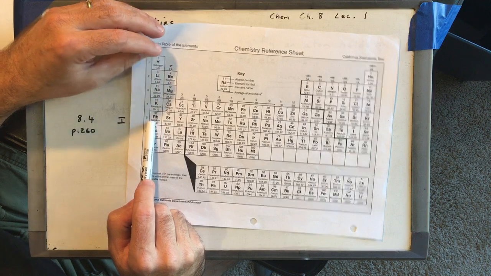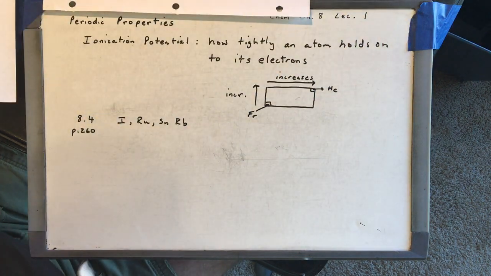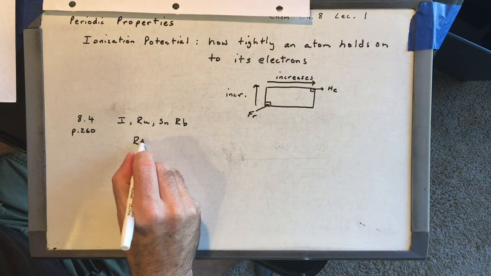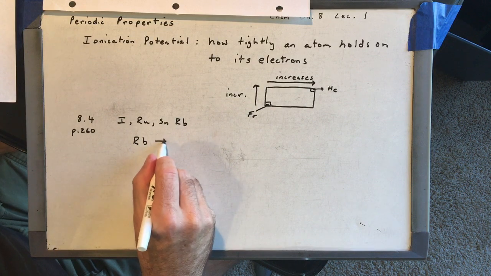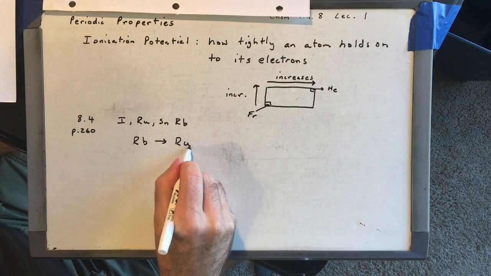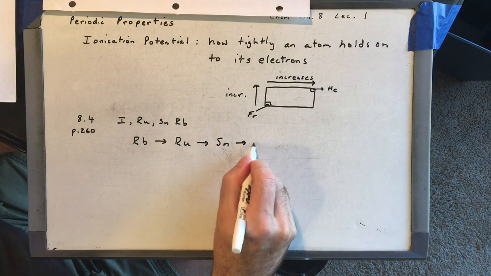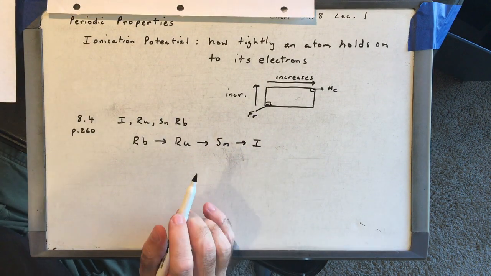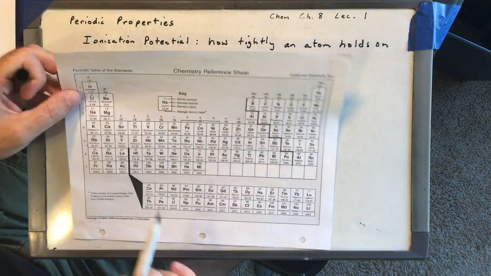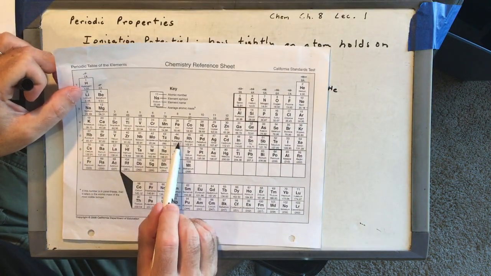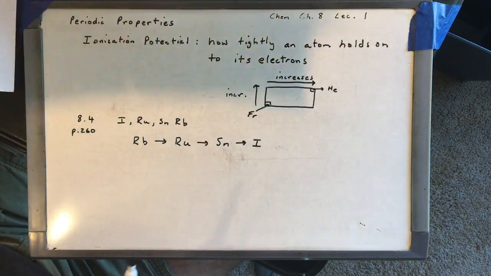All right, so to the far left has the least ionization potential. So the way that I want you to write this out is the lowest is rubidium. Then we go to ruthenium. Then we go to tin. And then we go to iodine. Okay, again, it increases left to right. So rubidium, ruthenium, tin, iodine.